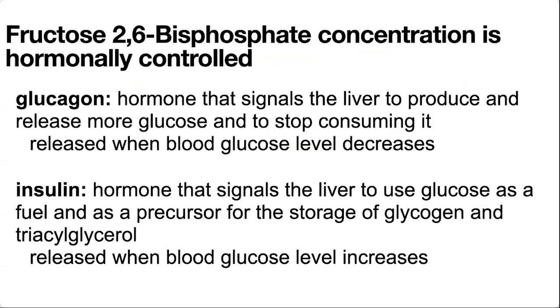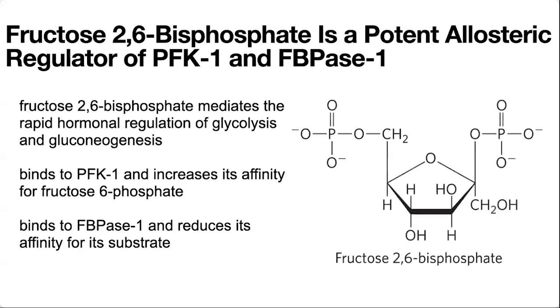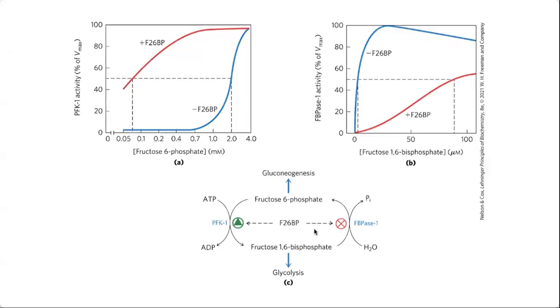And so we can control the levels of F26BP accordingly. And this is done through hormonal control. So going back to our idea of insulin, and insulin's kind of opposite, glucagon. So we want gluconeogenesis in response to glucagon. If we want gluconeogenesis, we want to have low levels of F26BP. Whereas if we have insulin, lots of insulin, we're going to want high levels of F26BP.